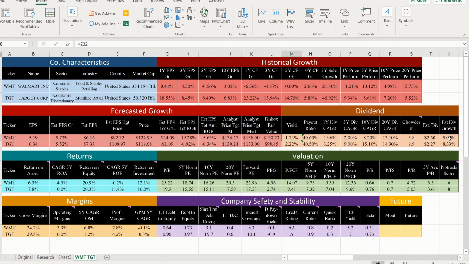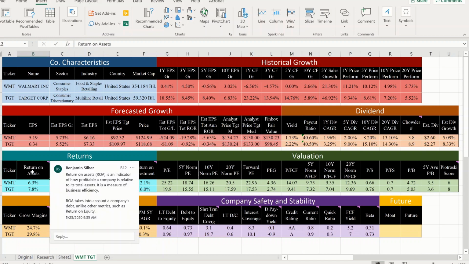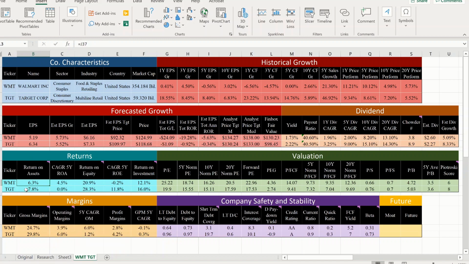Target wins for estimate growth as well. Next, we have returns. For those of you who don't know the differences between the returns, return on assets, as I show you here, is an indicator of how profitable a company is relative to its total assets. It is a measure of business efficiency. Return on assets takes into account a company's debt, unlike other metrics such as return on equity. Now, Target wins here at 7.8% versus 6.3%.